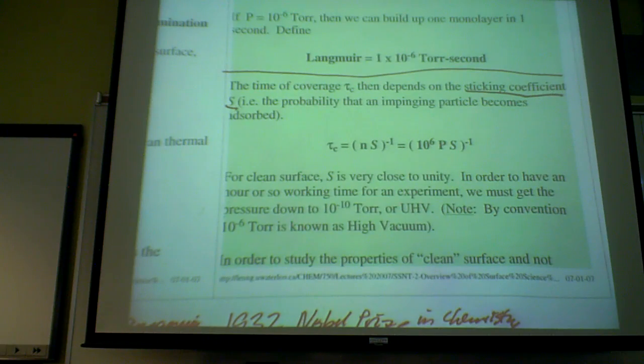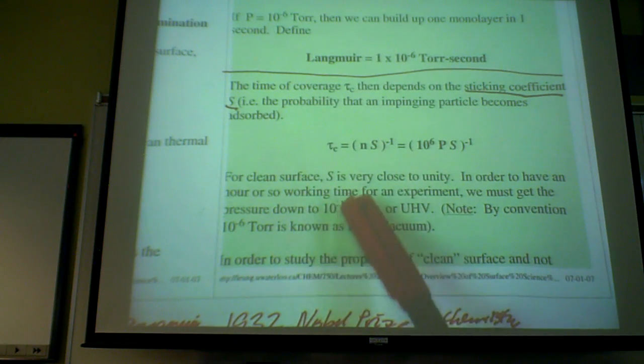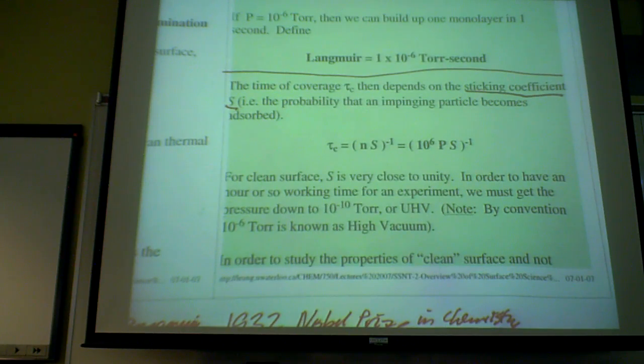You need at least 10 to the minus 9 torr, which gives you about 1,000 seconds, right? 10 to the minus 10 torr is 10,000 seconds, which is close to 2 hours, right? So this 10 to the minus 10 torr is known as ultra-high vacuum. So you have over 1,000 seconds to work on your experiment and make this measurement before your surface gets dirty again.